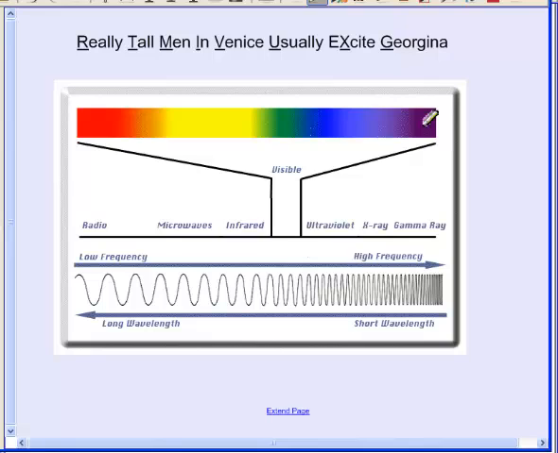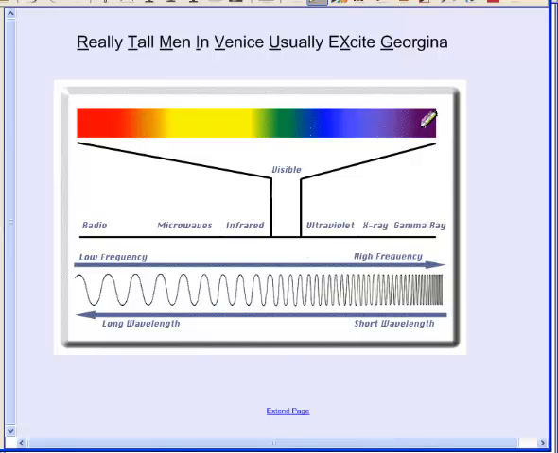So one way that you can remember that is by this sentence at the top: really tall men in Venice usually excite Georgina. And so the underlined letters refer to the types of radiation. So radio, television, microwave, infrared, visible, ultraviolet, X-rays, gamma rays. If you want to come up with your own sentence, you can. This was actually created by a student several years ago, and it just kind of stuck, and I like it, and that's how I remember the order of energies for the electromagnetic spectrum.